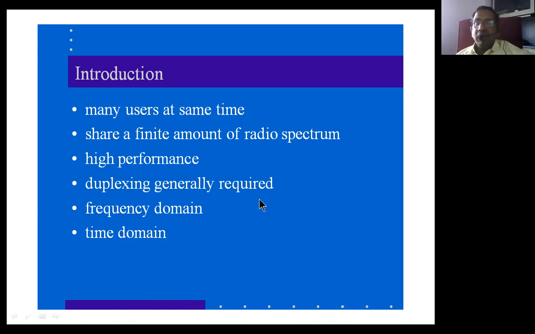Duplexing is generally required. We will talk about it once we proceed further. What is duplexing? Duplexing is nothing but accessing the input and output simultaneously. It is called simply duplexing. And then the frequency domain and time domain representations of the signal.